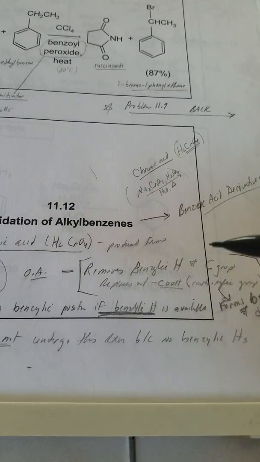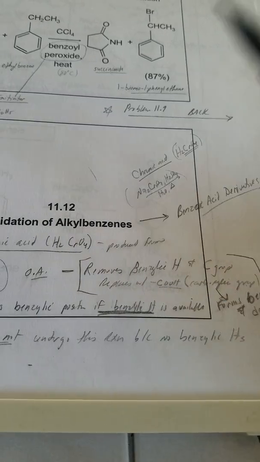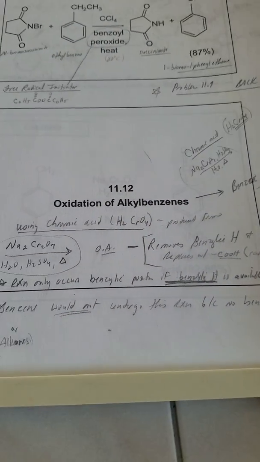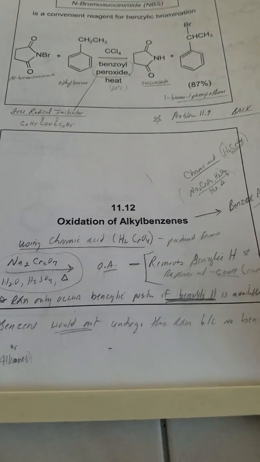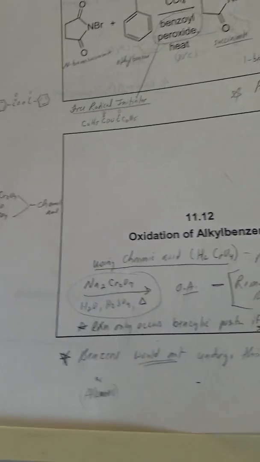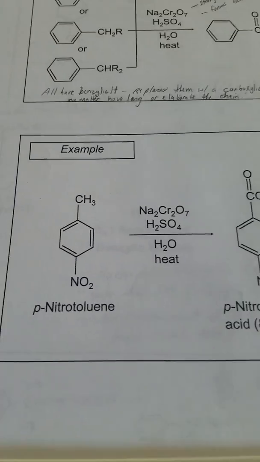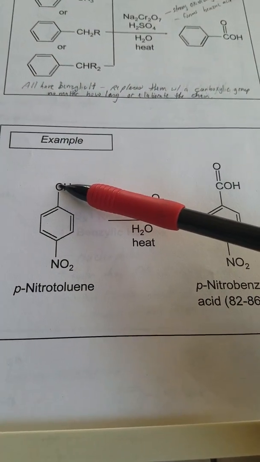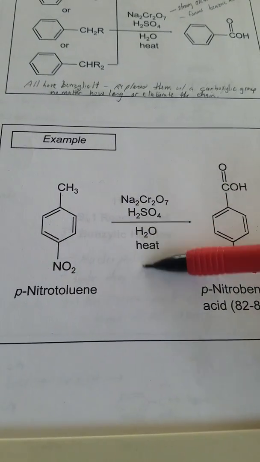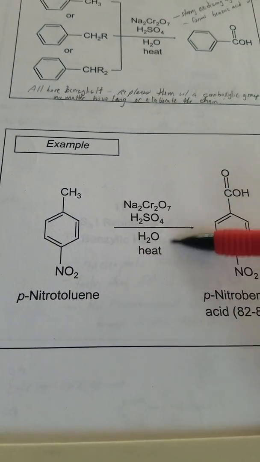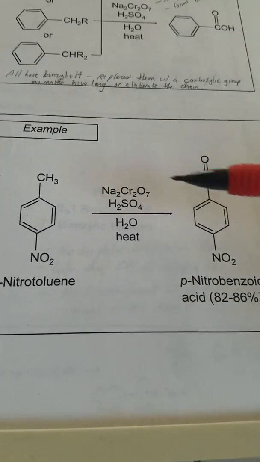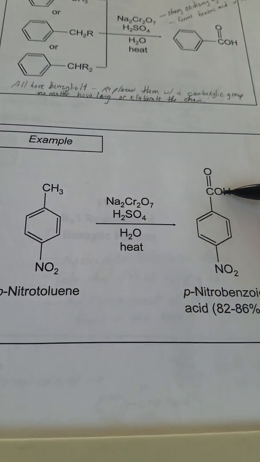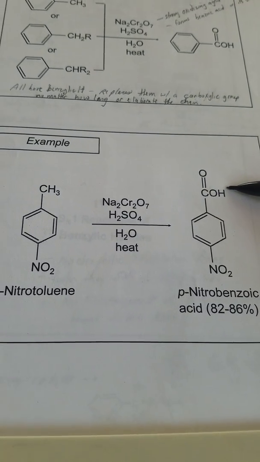It doesn't matter how long the group is, as long as it's got the benzylic carbon. If you have any kind of a carbon group off the benzene ring, it will replace that entire group up to the benzene ring itself. So if we look at this example, here's our benzylic carbon. Here's our substances that make our chromic acid, and you're basically going to replace this methyl group with our carboxylic acid group.